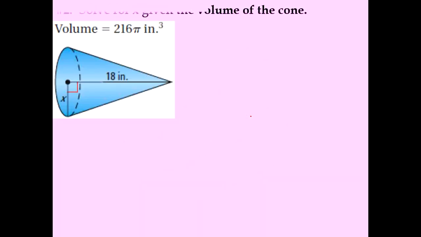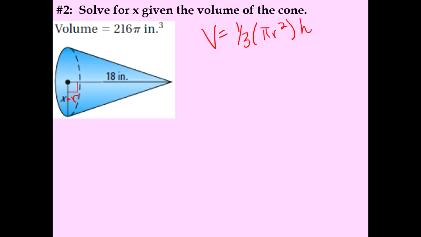Okay, example number 2 for volume. Now we need to solve for x given the volume of the cone. The volume is 216 pi inches cubed, and x represents the radius of the base of this cone. Remember our formula is 1/3 times pi r squared times height. We replace everything we know in this picture in the formula. V stands for 216 pi, and that's equal to 1/3 times pi r squared. We don't know what r is, so let's call it x, all times the height, which we know is 18.